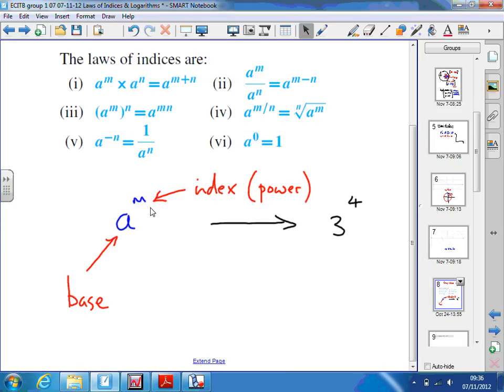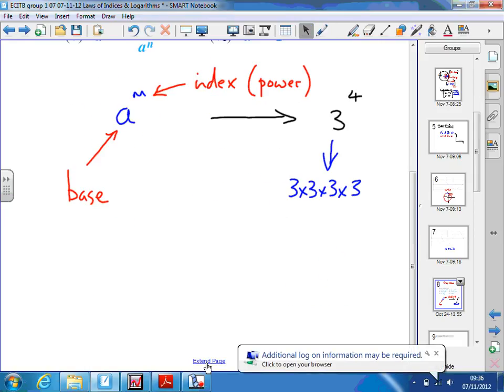And hopefully you know what 3 to the power 4 means. What does it mean? Three times 3, you're right. 3 times by itself, 4 times. It does not mean 3 times 4, it means 3 times 3 times 3 times 3. So it's a shorthand way of writing that.